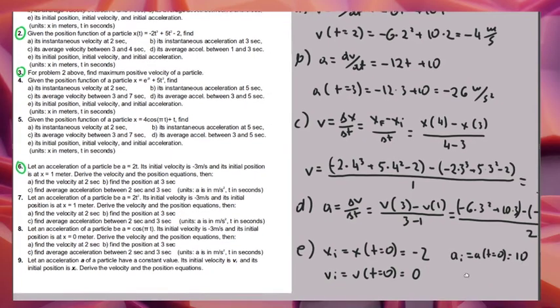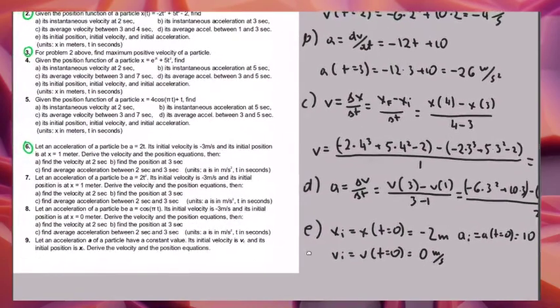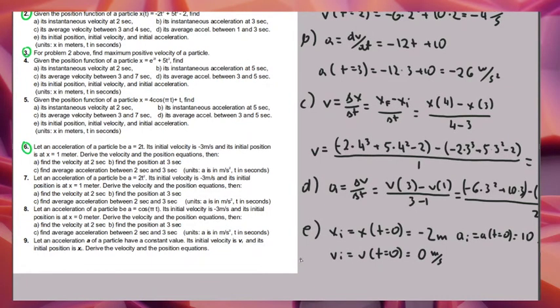I should add units. I should really add units to this. So this is meters. This is meters per second, and then this is meters per second squared. All right, so that does it for the second problem.